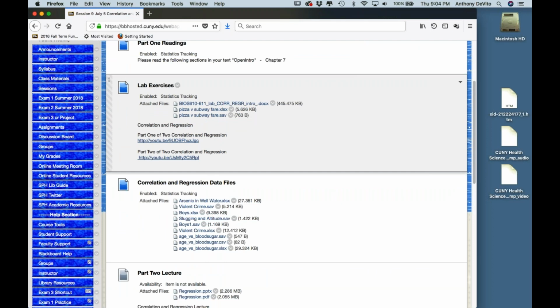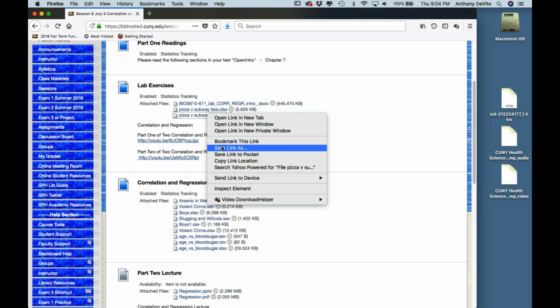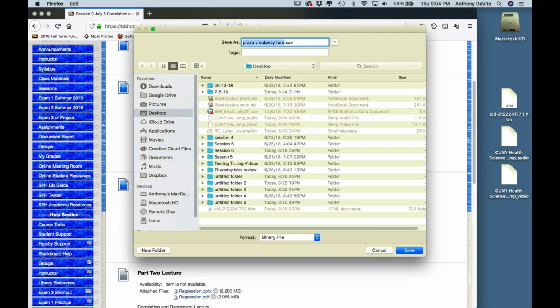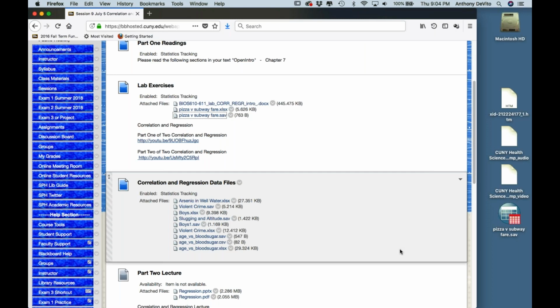Okay, so I start off with a little bit of a tongue-in-cheek exercise, and that involves this old saw that goes around New York City, which says that there's a correlation between the cost of pizza and the subway fare. Okay, and I'm going to open that up in SPSS. We're going to use that as a starting point.